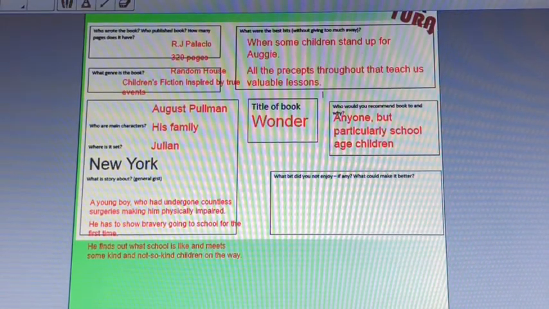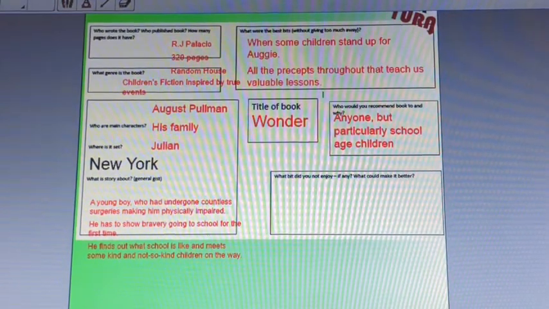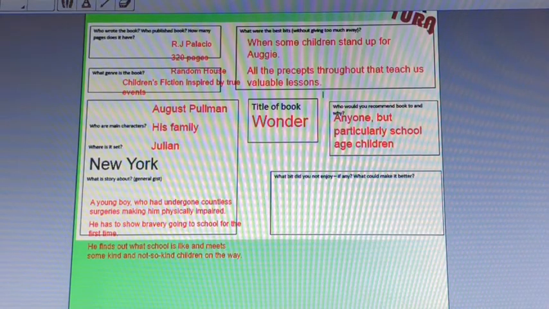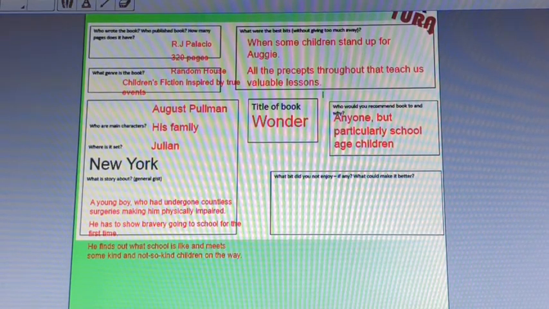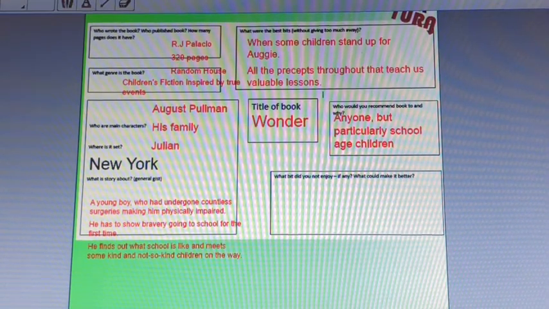And I love the fact that throughout the book there are lots of precepts that teach us valuable lessons. I think anybody would like this book. I loved it. So I'm recommending it to children and adults, but more so to children of school age. What did I not enjoy? There wasn't anything I didn't enjoy.